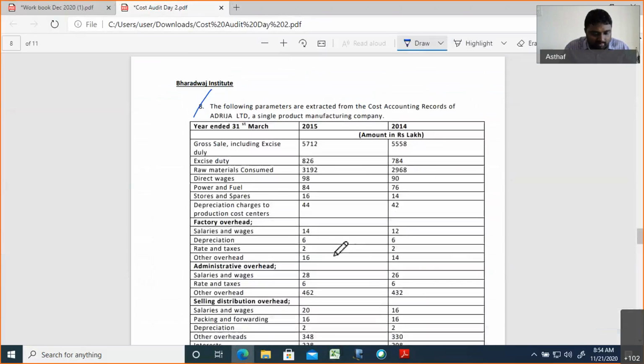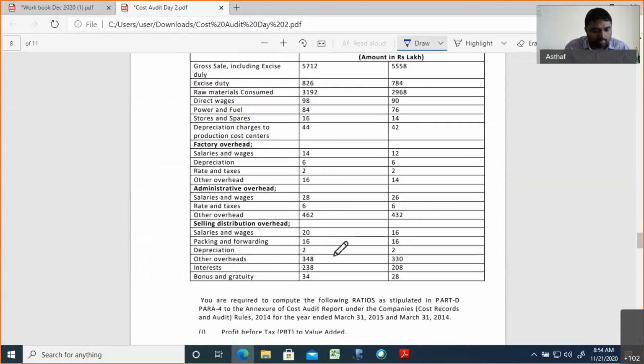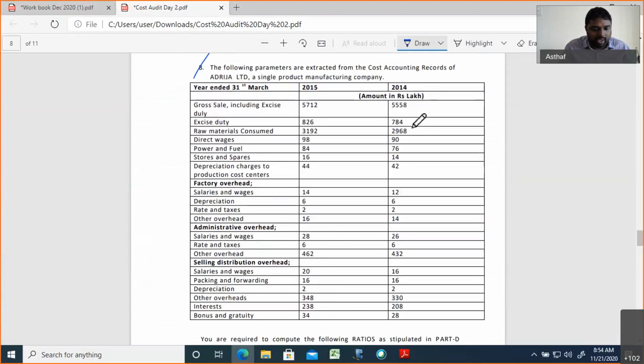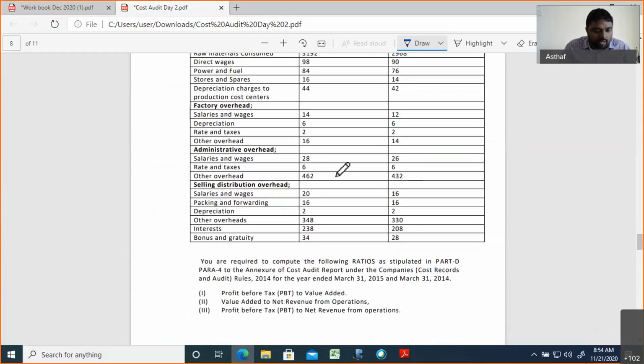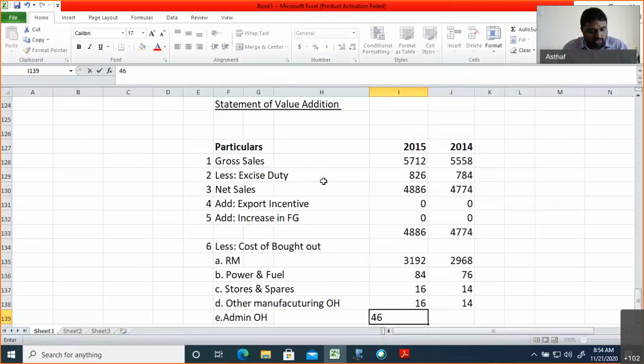What is next? Stores and spares we have taken. Here it will be 40. Then admin overhead. Salary will not come. Rates will not come. Only other overhead 462.